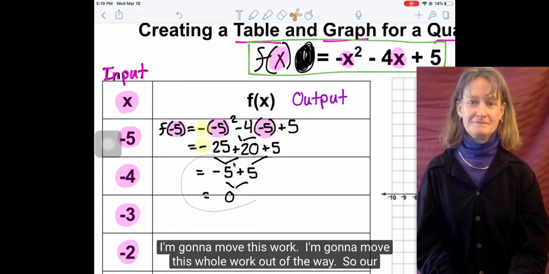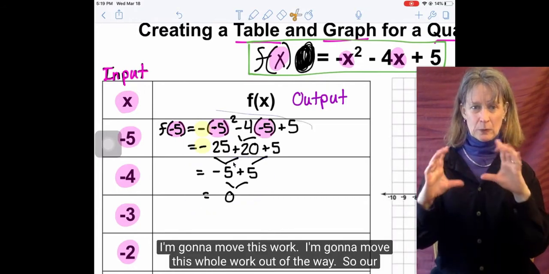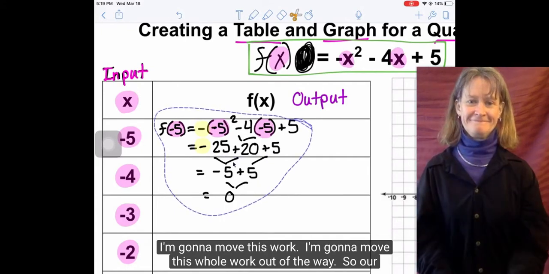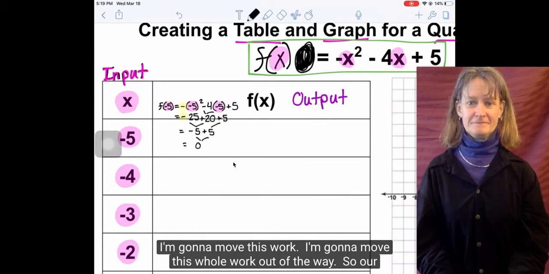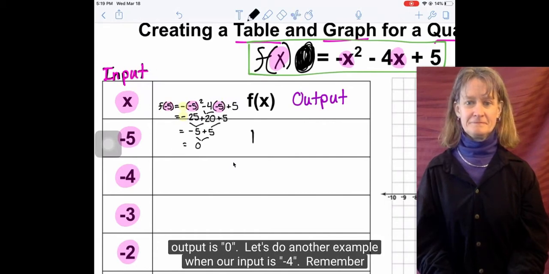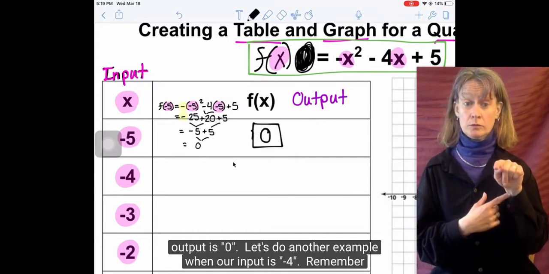I'm going to move this whole work out of the way. So our output is 0.